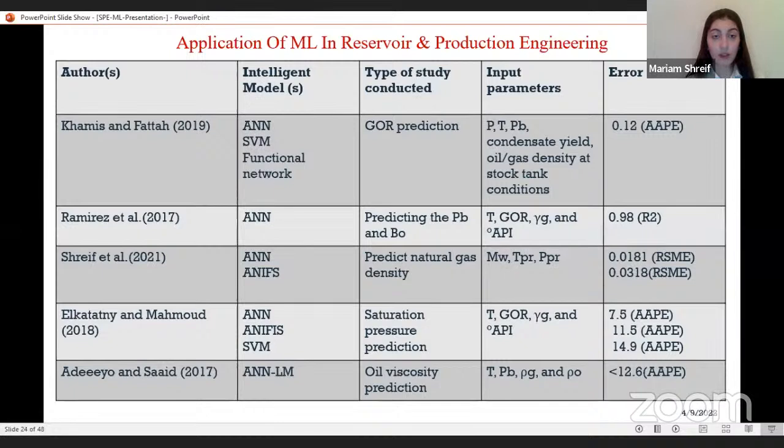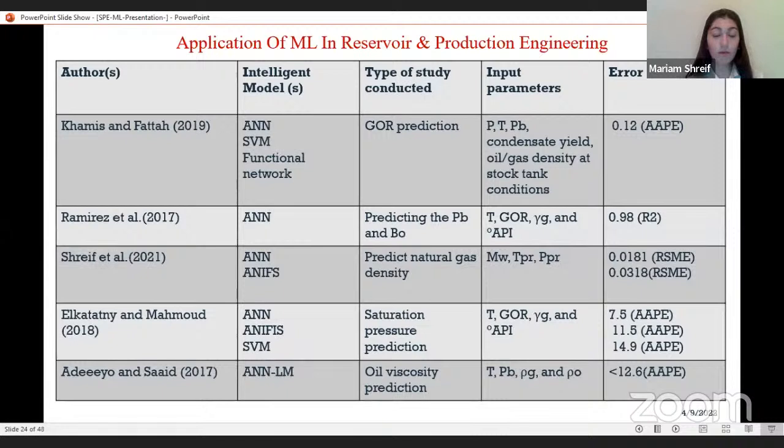So various research has been conducted in order to uncover the potential of machine learning in the oil and gas industry. For example, Ramirez et al. used the artificial neural network in order to predict the bubble point pressure and the oil formation volume factor using the temperature, the gas oil ratio, the gas specific gravity, and the API as input parameters.